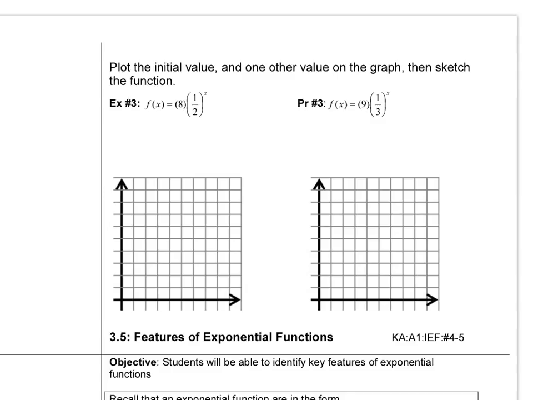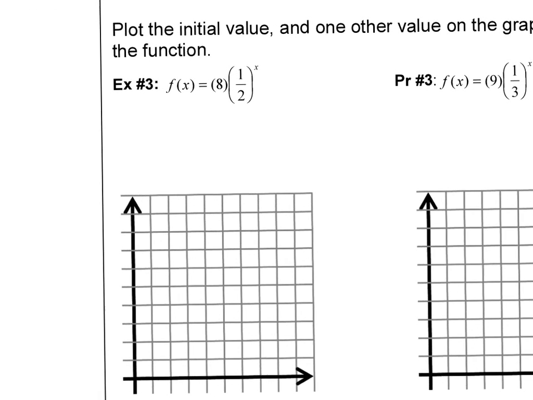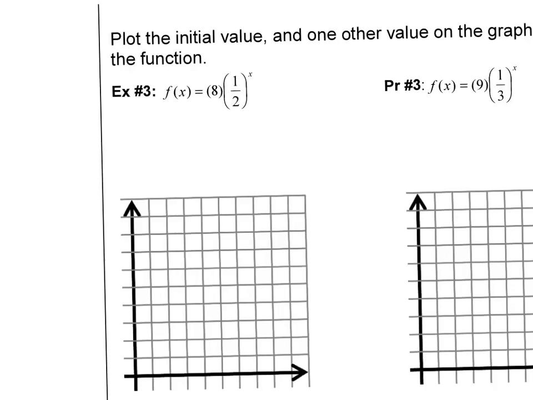Okay, so now that we've interpreted some graphs and we've written some functions finding the a value and the r value, we should be able to graph these guys now. So I gave you a little bit of instructions on how to do it. It says plot the initial value and then one other value on the graph, then sketch the function. So we only need to graph one other point. This isn't too bad. Pretty simple, actually. We know what the initial value is.